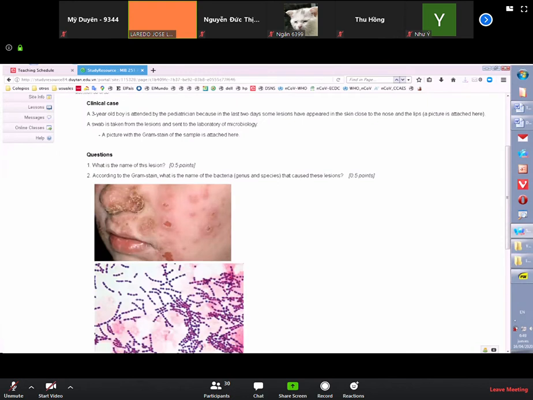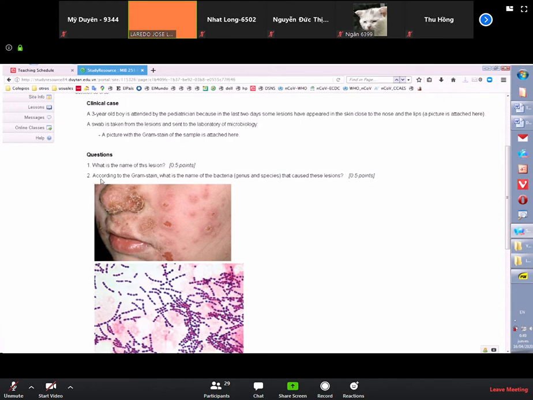Okay, clinical case number 2. This is a 3-year-old boy, so a child, with these lesions in the skin, okay? So we give you a picture of the lesion and a picture of the gram staining. What's the name of this lesion? Sorry? Impetigo? Impetigo. This is an impetigo. This is a typical impetigo. Child lesions around the skin, around the lips and around the nose. Epidermal infection. This is an impetigo, yes.